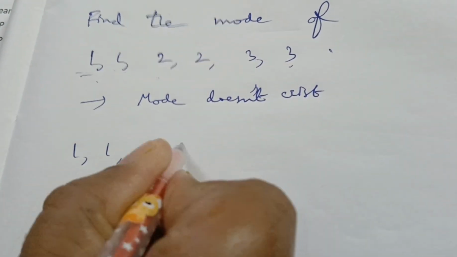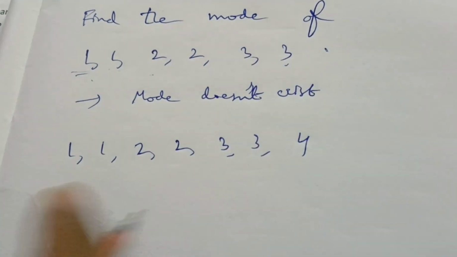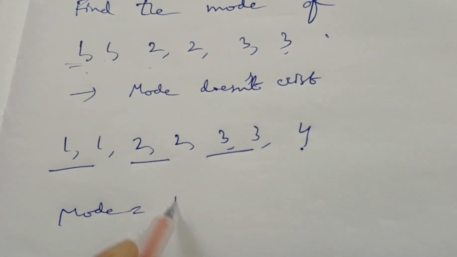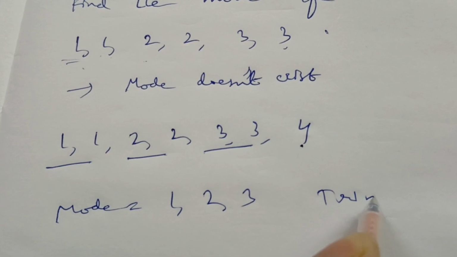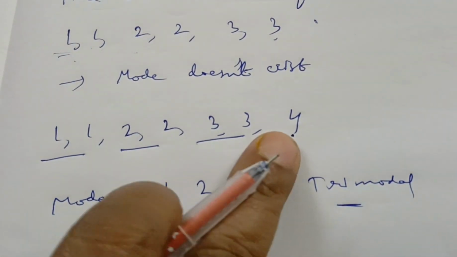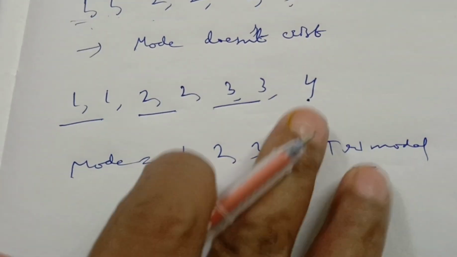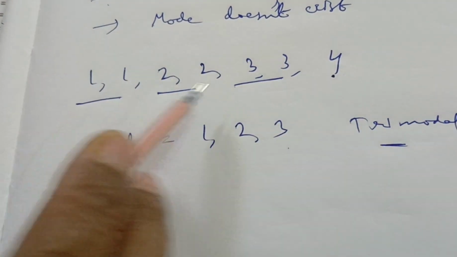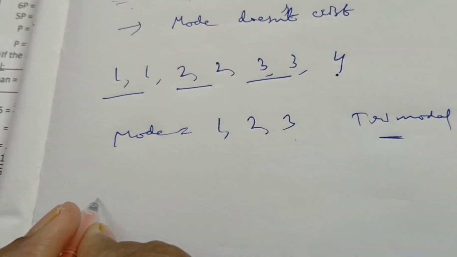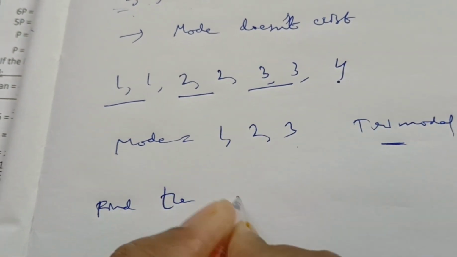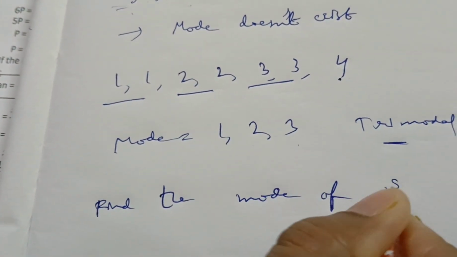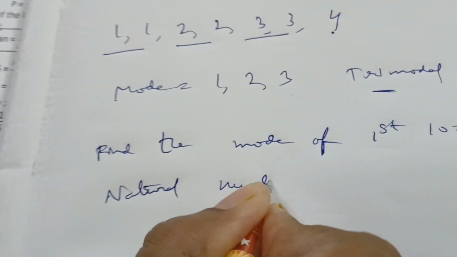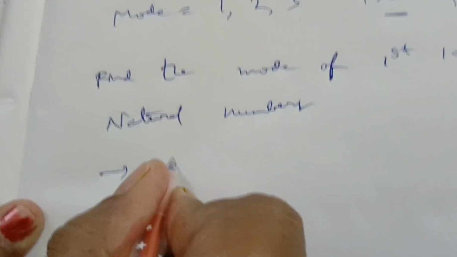Suppose the question is 1, 1, 2, 2, 3, 3 and 4. Here 4 is extra. So we have mode as 1, 2, 3. Trimodal. We have 3 modes here. 4 is not having any other. It is only single. So we can tell 1, 2, 3, 3 are the modes for that. Suppose they ask to find the mode of the first 100 natural numbers, then in the first 100 natural numbers, no number repeats. So no mode.